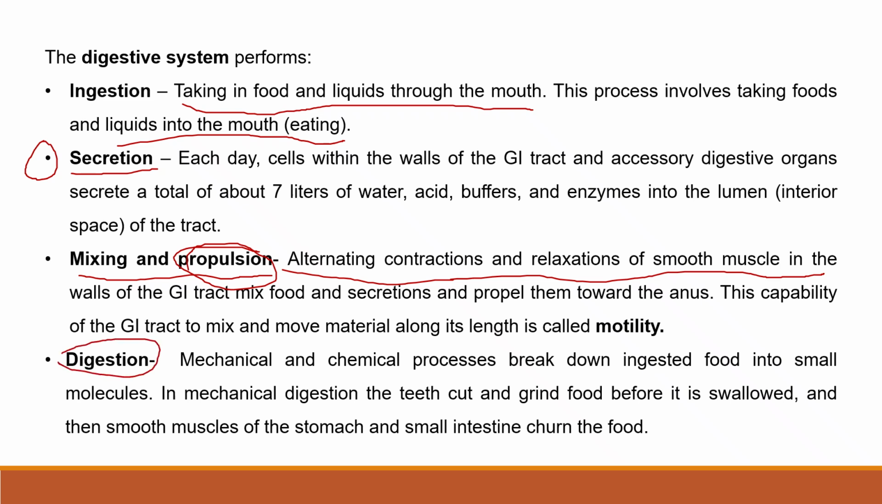Next one is digestion. There are two types of digestion: mechanical digestion and chemical digestion. Mechanical digestion occurs in the mouth, and chemical digestion occurs in the digestive tract, in the stomach area or the intestine. You can see the chemical digestion.